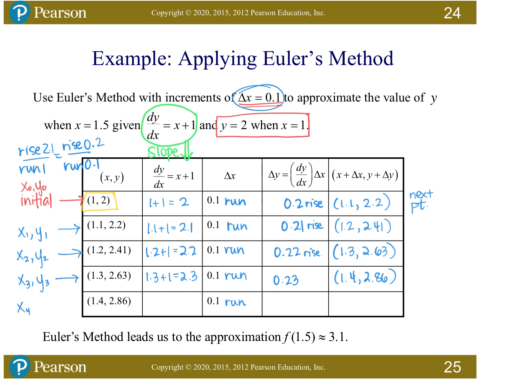And that gives me my final incremental point. My slope here is 1.4 plus 1, so 2.4. I'm going to run 0.1. I will rise 0.24. So I'll end up at 1.5, comma.